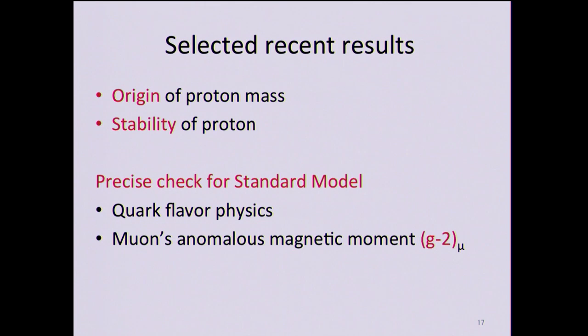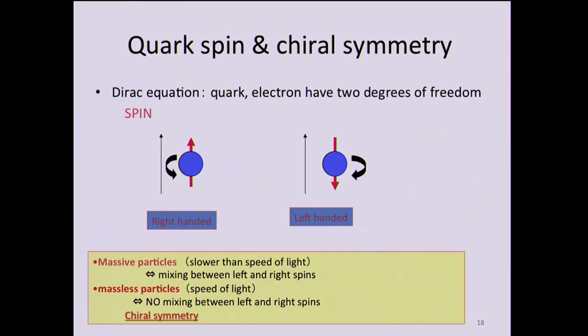So I was talking about what QCD we are solving, how we are solving it, using what machine, and what trick we came up with. Now I'd like to come to selected recent results. The first is why mass emerges. This is the origin of mass.